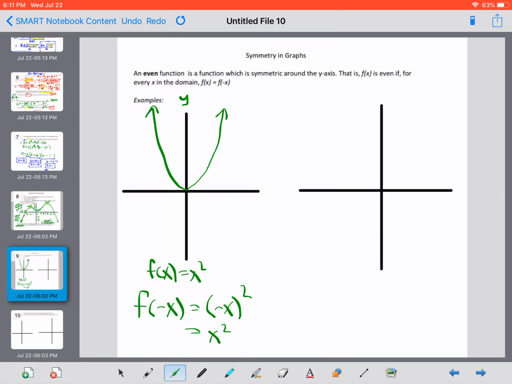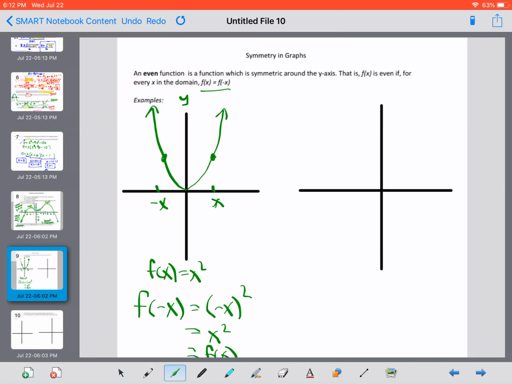Positive x squared, which happens to be equal to f of x. So algebraically, we can show why this satisfies this property right here, that f of x is equal to f of negative x for every possible x value. Another way of thinking about it, if you take a number x, and then you take negative x, you get the same output for both. That's how you have that symmetry on the y-axis.